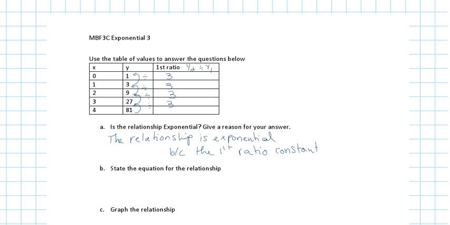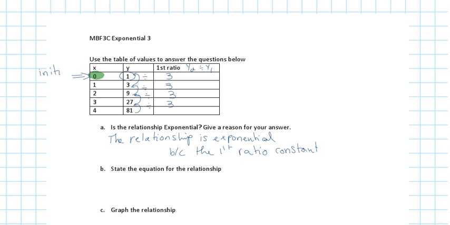What's your initial here? What's your initial? 1. Look here, eyes on me. Your initial is always going to happen when x is equal to 0. Okay? So at x equal to 0, I'm starting with 1. Right? So this right here is my initial value. I need to know what my initial value is.